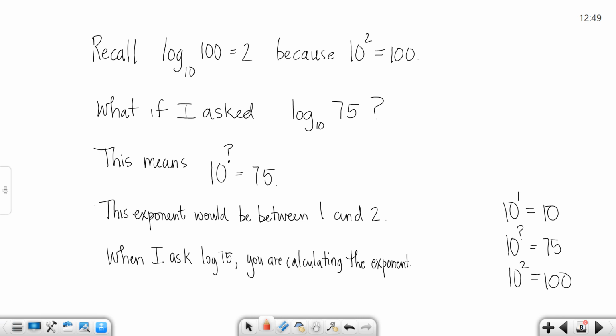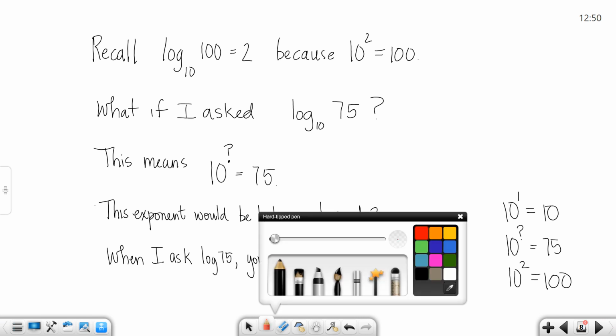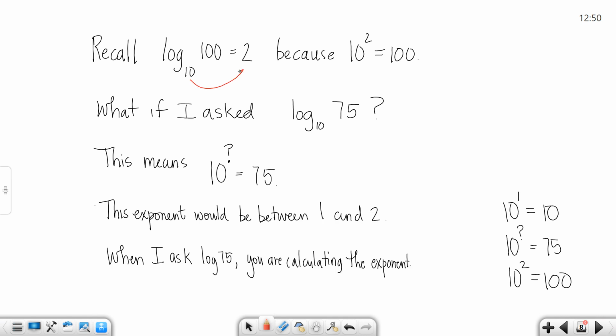Now recall earlier in this lesson, we talked about the log base 10, and the log base 10 of 100 was 2, and the reason that it was is because if we took 10 to the second power, we would get 100. But now I'm changing the game a little bit. What if I asked you the log base 10 of 75? Well, we would say 10 to what power is 75?